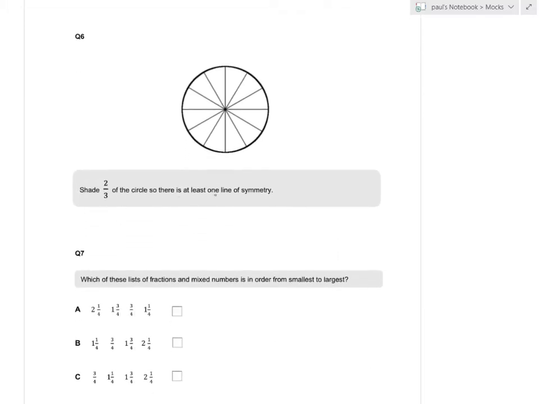2/3 of the circle, so that is at least one line of symmetry. So how many are there? 1, 2, 3, 4, 5, 6. So there's 12. So times 2/3 is 24 divided by 3, which is 8. So we've got to shade in 8.